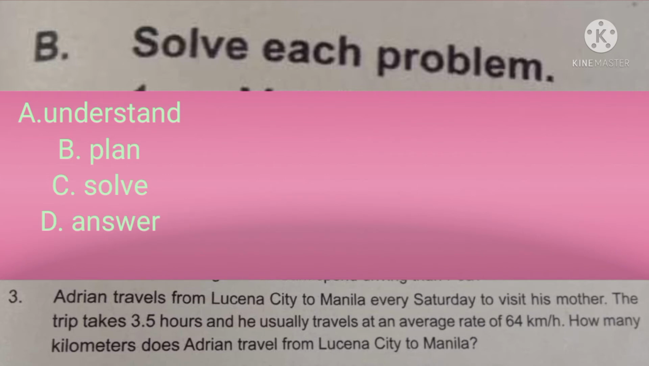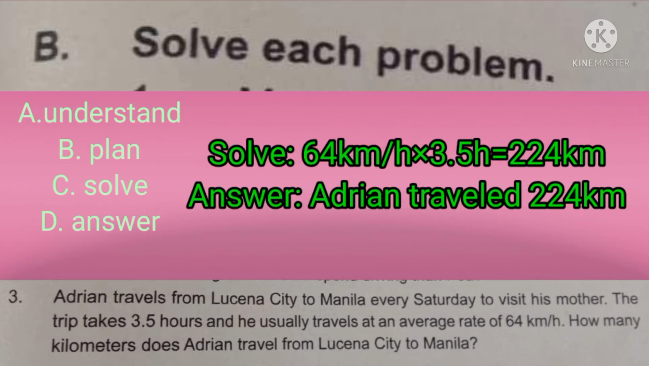Let's plan what operation to use. Multiplication. What is the equation? 64 times 3.5 is equal to n. So let's now solve. 64 km per hour times 3.5 hours is equal to 224 kilometers. So the answer is Adrian traveled 224 kilometers.